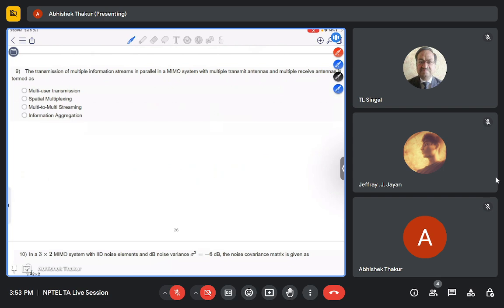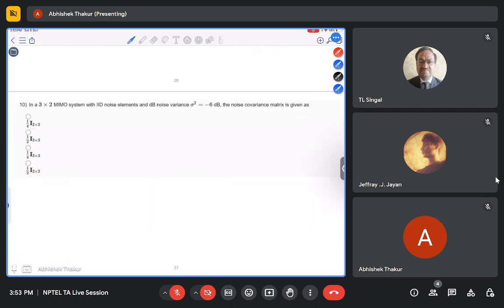The transmission of multiple information streams in parallel in a MIMO system with multiple transmit antennas and multiple receive antennas is termed as, so the transmission of multiple information streams in parallel in the MIMO system is termed as spatial multiplexing. So option B is the correct answer.